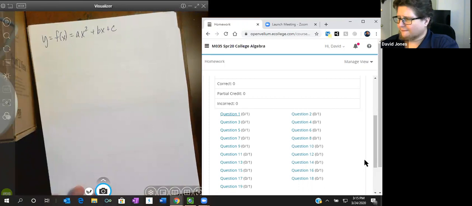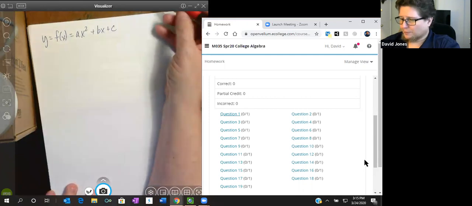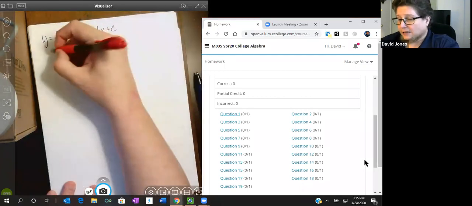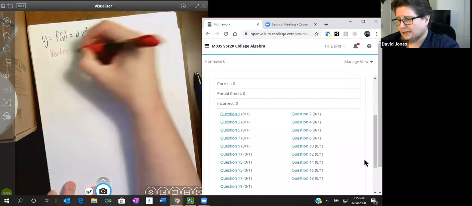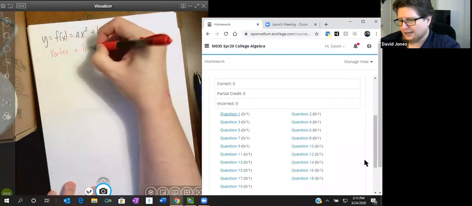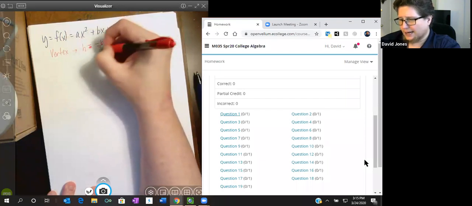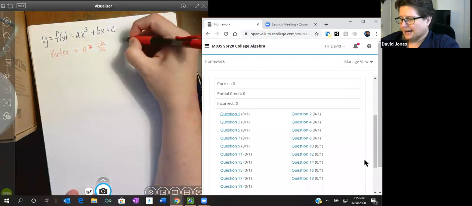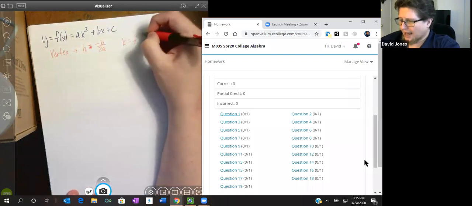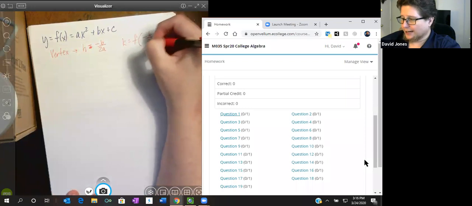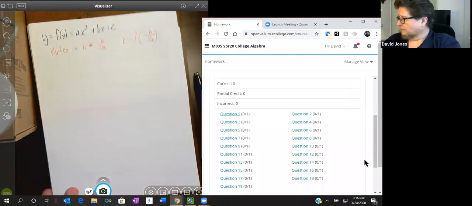You're going to find that the vertex, and this comes from completing the square. We'll actually do this later. The vertex h is at h equals negative b over 2a, and k equals f evaluated at negative b over 2a. Okay.